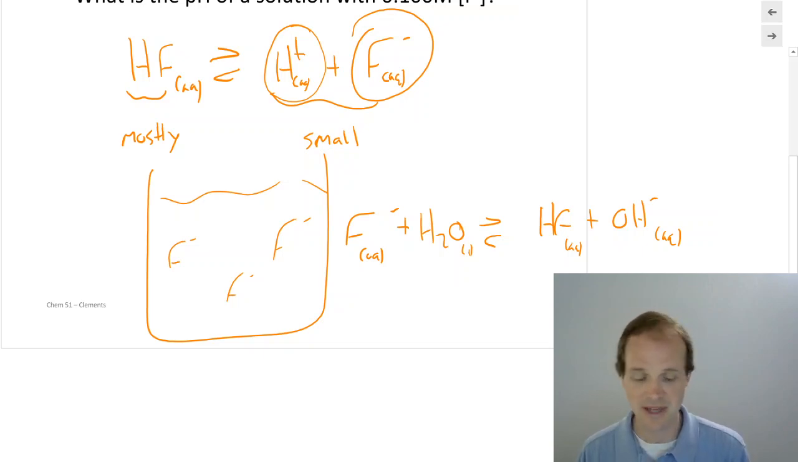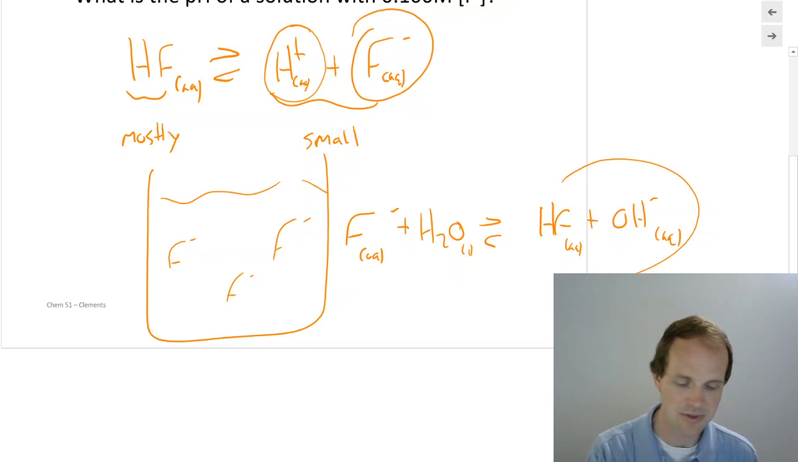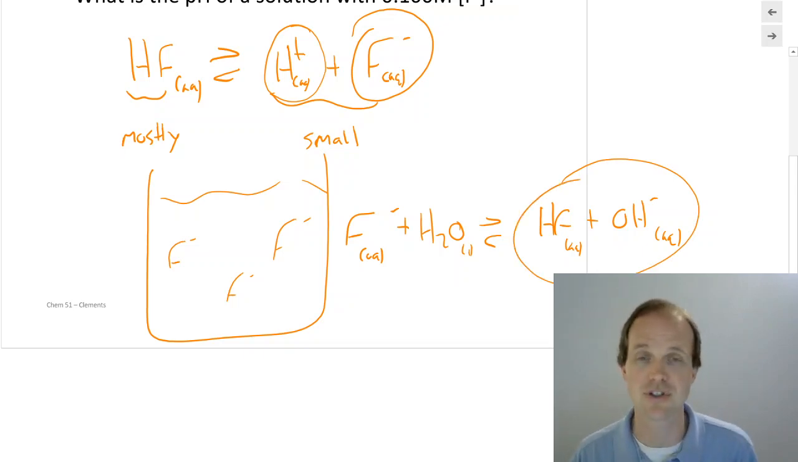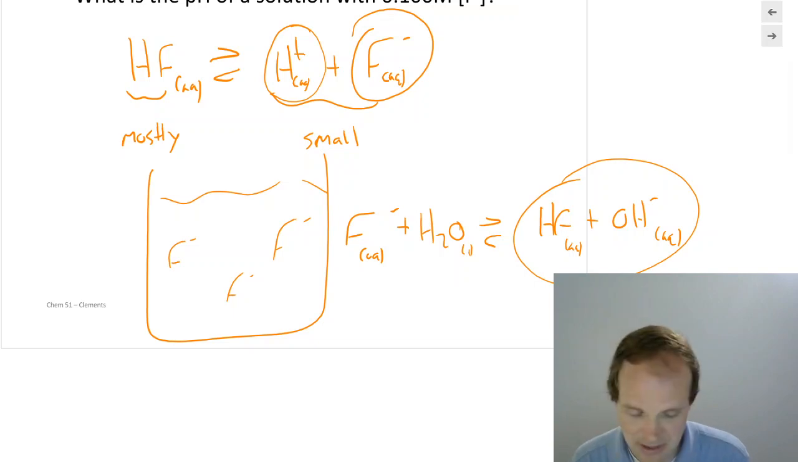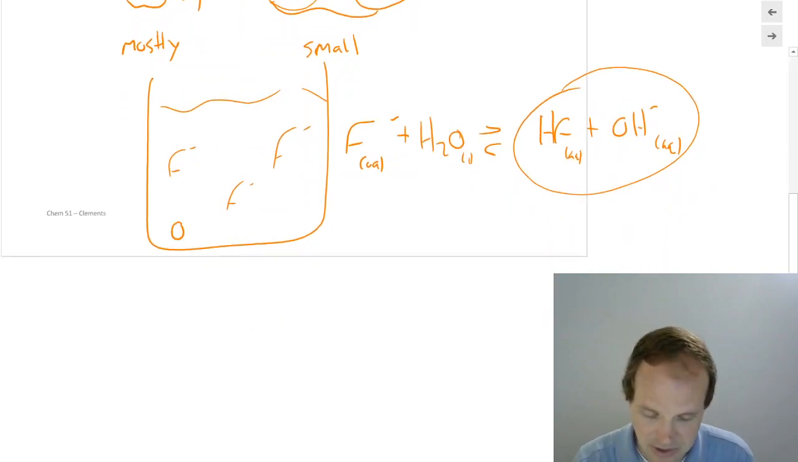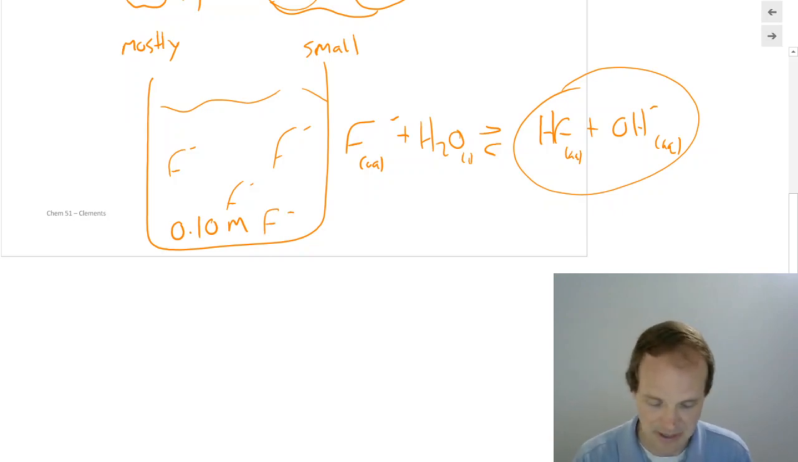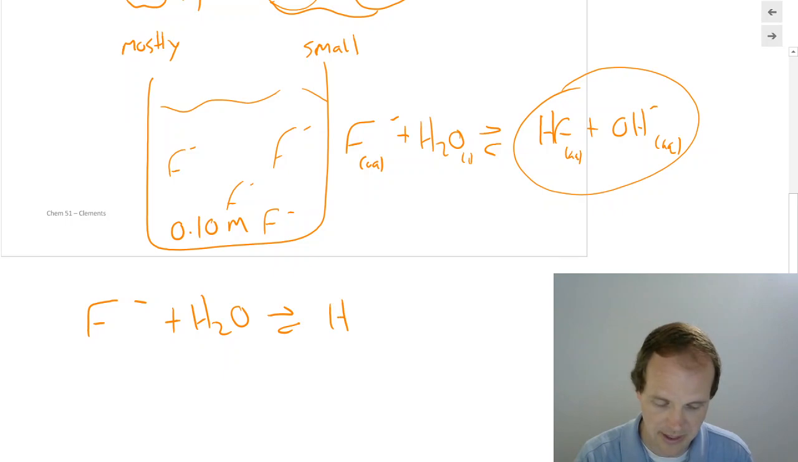So what we're going to do then is calculate the pH of this solution, given that we know it's producing OH-. We know just off the top of our head the pH should be basic. It should be above 7, but let's go ahead and calculate it. So we have a solution that's 0.10 molar F-, and we're going to calculate that pH. Well, it turns out it's just a straight ice table. F- plus H2O goes to HF plus OH-.